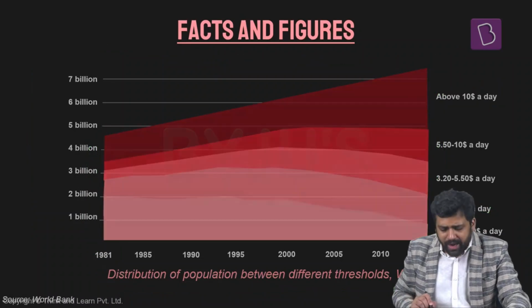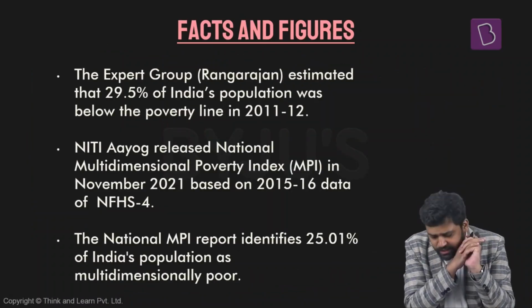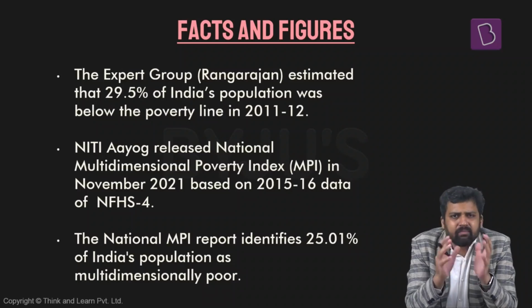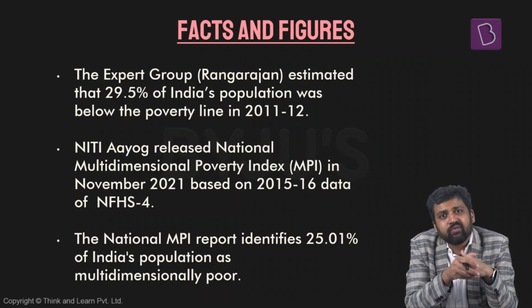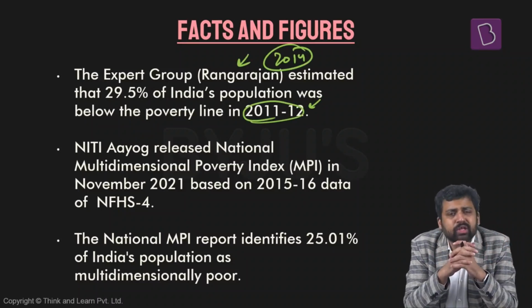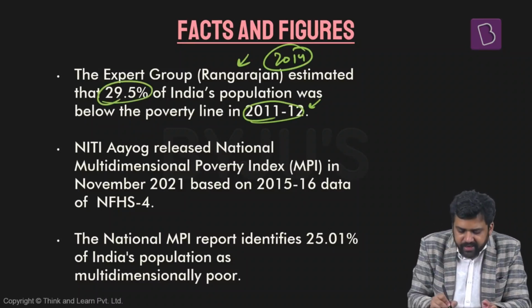So now let's look at some data from India. Right? This was all global data. Now in case of India, how do things stand as of now? See, when it comes to official estimates of poverty, in India we haven't had official estimates for a long time now. The last official estimate that we had was the Rangarajan Committee's estimate, and this report came out in 2014, and the committee was set up in 2011, and the data was based on 2011. According to the Rangarajan Committee, the poverty rate in India is 29.5%.